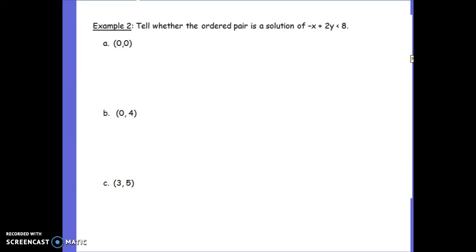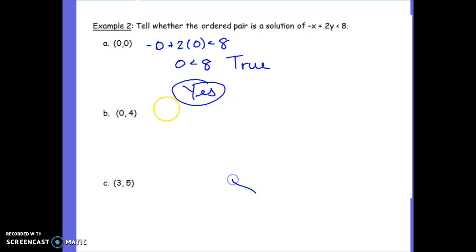When you come back, for this first one you should have negative 0 plus 2 times 0 is less than or equal to 8. We've got 0 is less than 8, which is true, so it is a solution. For 0, 4, if we plug in, we've got negative 0 plus 2 times 4 is less than 8. So we've got 8 is less than 8. That's a false statement because it's not less than 8. It's less than or equal to, but it's not less than. So this would be a no.